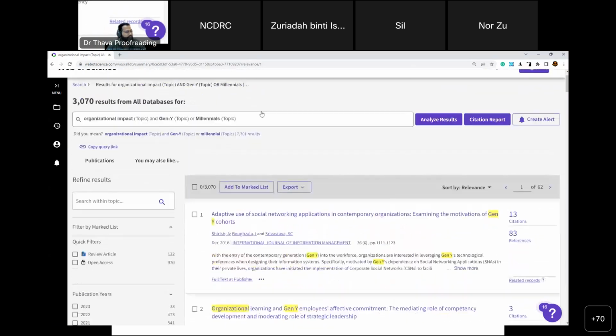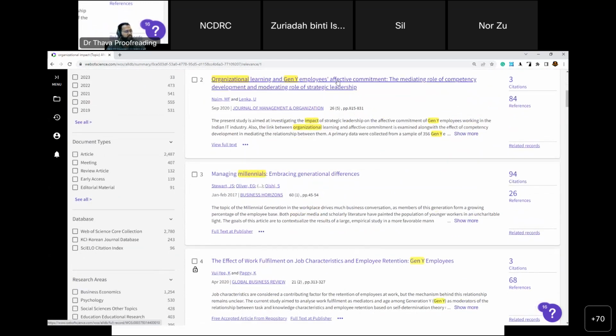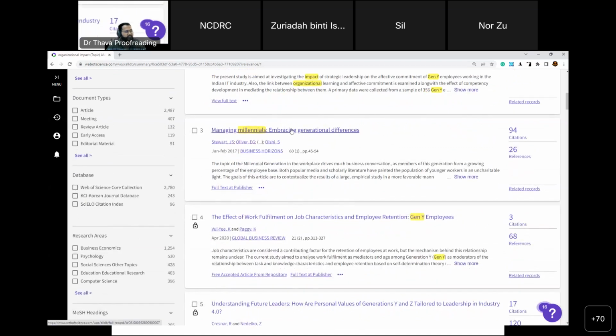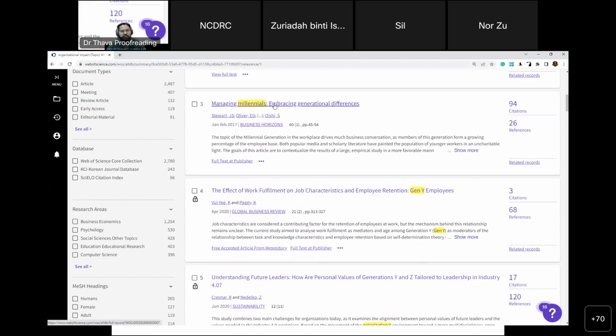So I've already done the search. I have 3,000 results. Even this research topic got 3,000 results already. So let's look at the papers that we get. Adaptive use of social networking application in contemporary organizations, examining motivation of Gen Y cohorts. Organizational learning and Gen Y employees, definitely, yes. Managing millennials, yes. That's why I use OR. You see, this guy never used Gen Y also, but they are the same. Gen Y and millennials are the same.